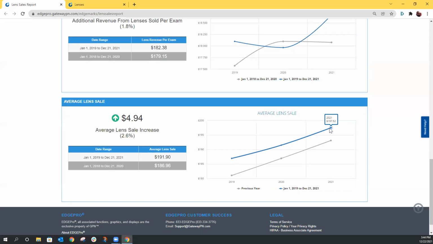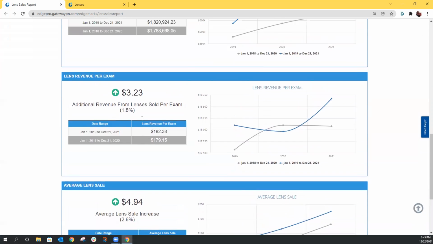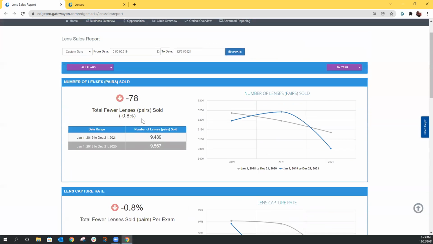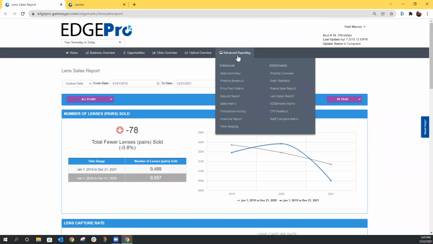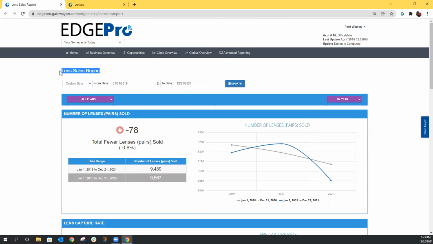So this is the lens sale report. I'm going to scroll back up here to the top again, just to show you where it was located. It's in advanced reporting. It's on the right-hand side, right over here. And this lens sale report is just giving you a more in-depth view of the optical overview lens page.